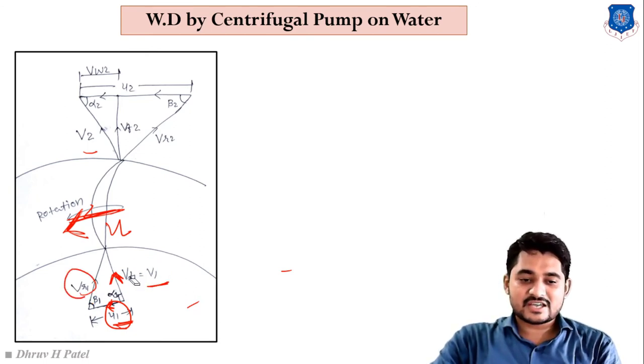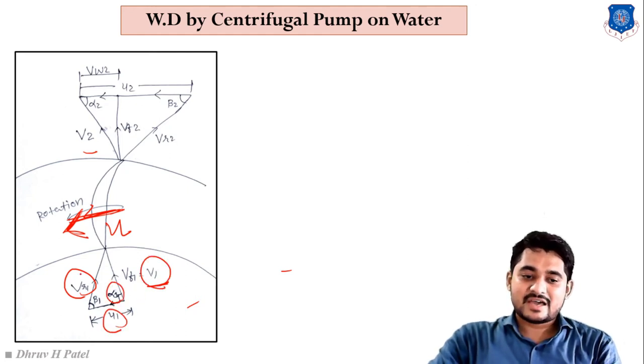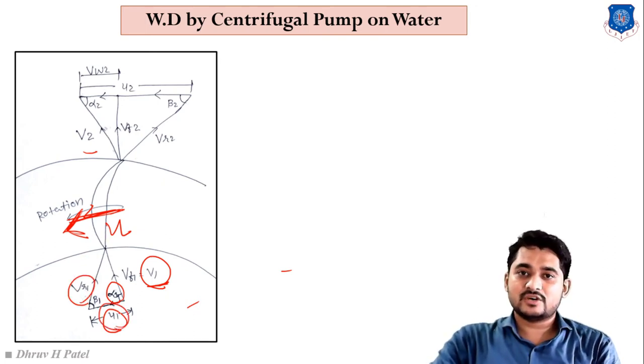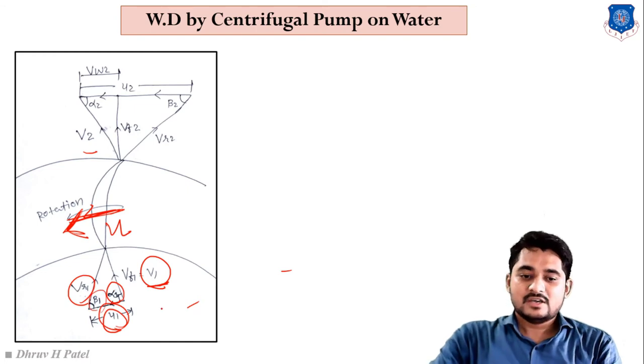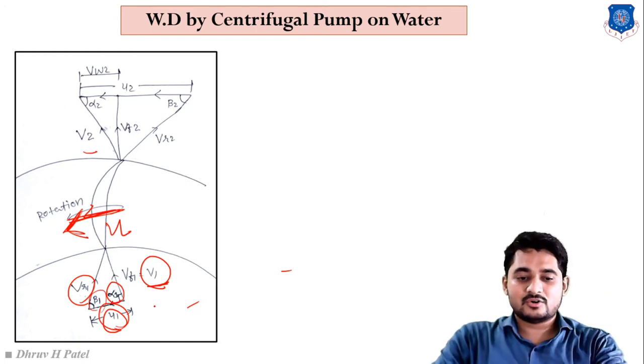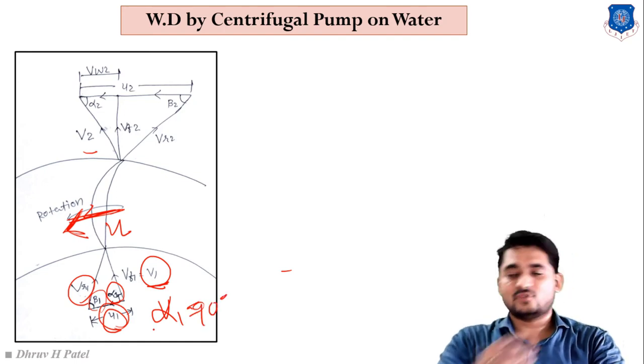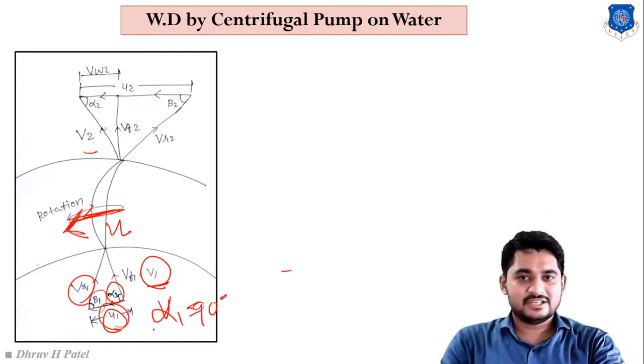In this triangle, the angle between blade velocity U and jet velocity V will be alpha 1, and the angle between relative velocity VR1 and blade velocity U1 will be beta 1. So from this triangle we know that alpha 1 is always 90 degrees, because water enters in the axial direction, right?